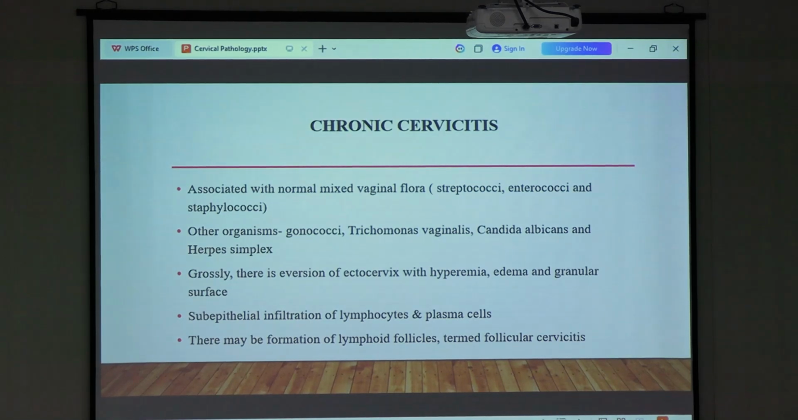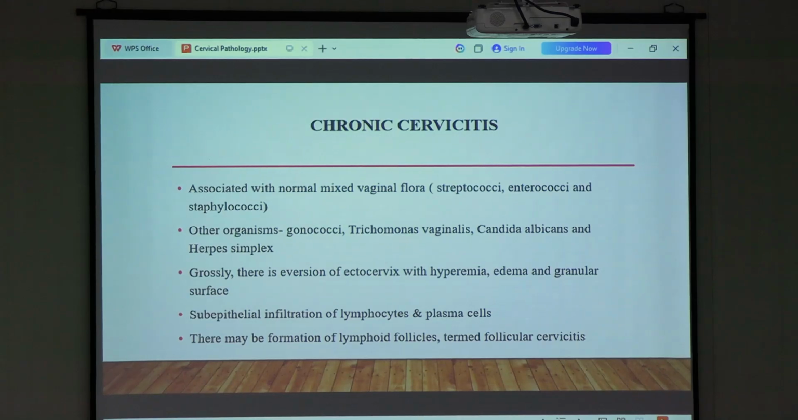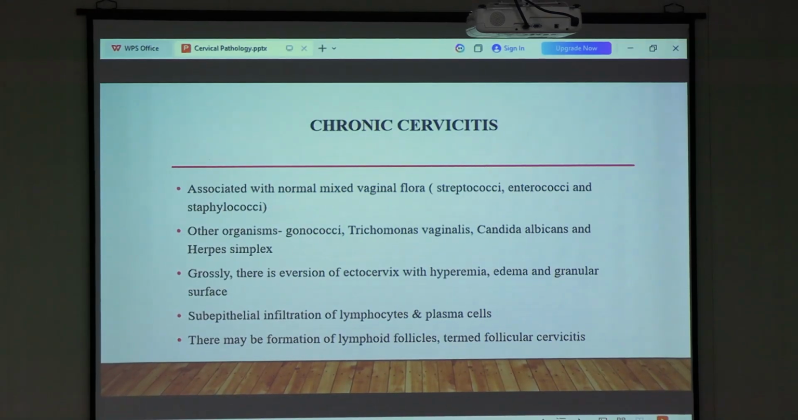You have studied chronic cholecystitis also. One of the morphological variants is follicular chronic cholecystitis, is it not? In follicular cholecystitis also it is the same. These lymphocytes form follicles. So that is why we call it follicular cholecystitis.